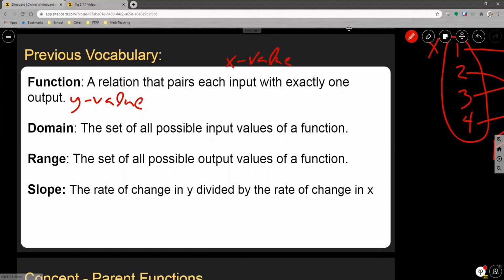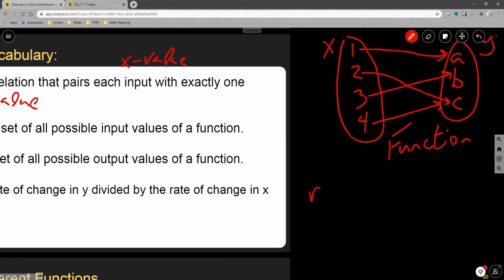And then the range is going to be the set of all possible output values of a function. The range can sometimes be all y values. Sometimes it can be all positive y values. It can be all negative y values, and various other ranges as well. And then finally, content from before, vocabulary from before is a slope. The slope is something that we see a lot with linear functions. It's going to be the rate of change in y divided by the rate of change in x. Some people might also call that the rise over the run.